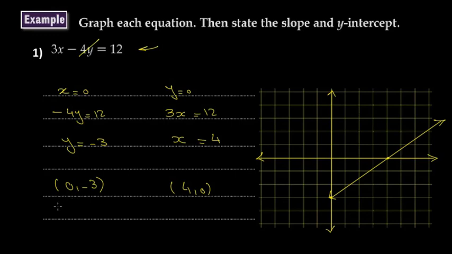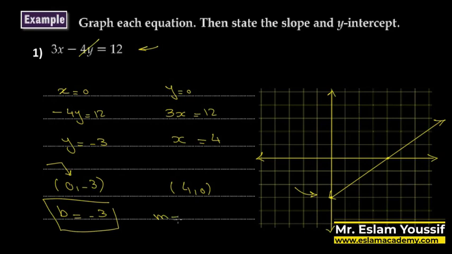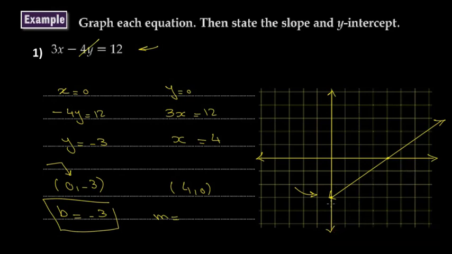You will find that the y-intercept, which is b, equals -3, because the line intersects the y-axis at the point -3, or we can say that it is the value of y when x is equal to 0. Now we need to find the slope, which is rise over run. The line now is an increasing line, which means the slope is positive.